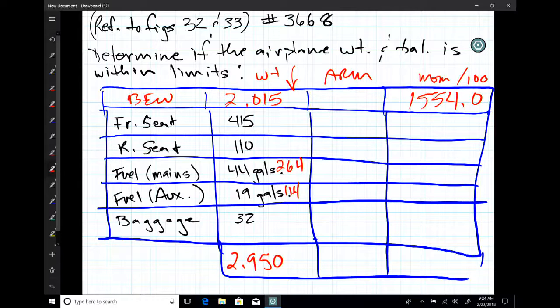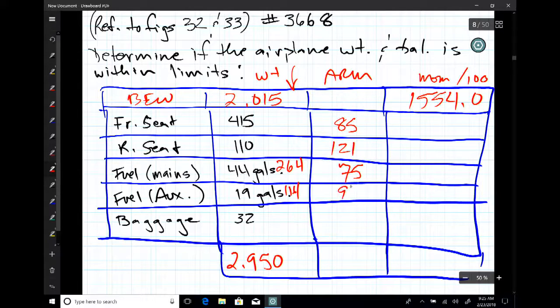So now with this, we figure our arm. Remember, the front seat arm is 85. Rear seat arm is 121. And again, these are inches. Fuel, the mains, 75 inches. Auxiliary tanks, 94 inches. And our baggage is at 140 inches. Do the math here. This times this divided by 100 equals the moment.